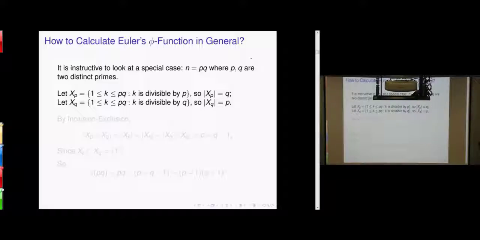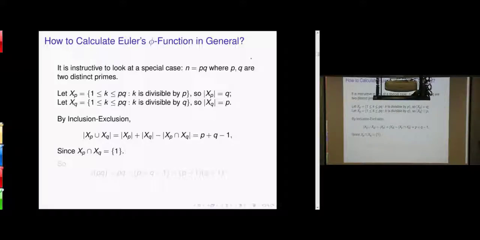Similarly, you look at the numbers between 1 and n such that they have a common factor with q. In other words, q divides k. You get the size of x sub q equal to p. The same reason, because every q numbers has a common factor q. So you just cancel out q, 2q, 3q, all the way to pq. So you get this.